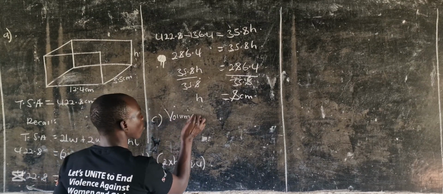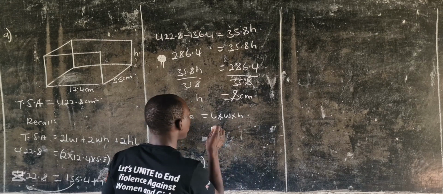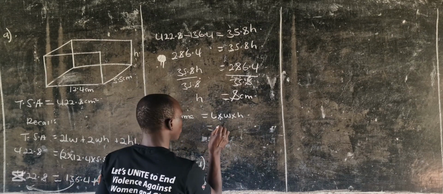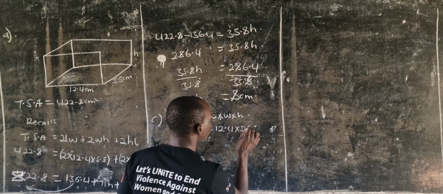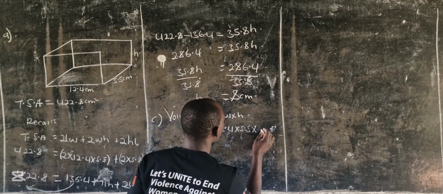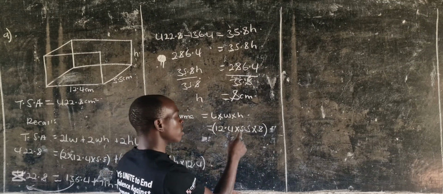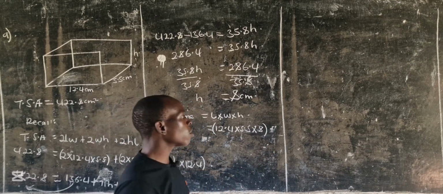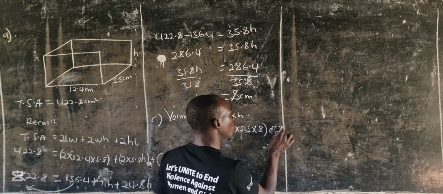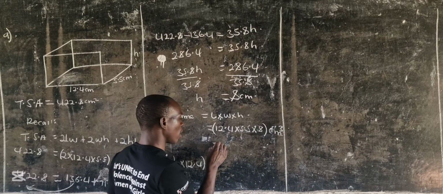Volume equals to length times width times height. Our length is 12.4 times width, which is 5.5, times height, which is 8. But this was in centimeter, even this in centimeter, even this in centimeter. So centimeter times centimeter times centimeter, we shall have a centimeter cubed. And that is the unit of volume. It should be in cubic units.